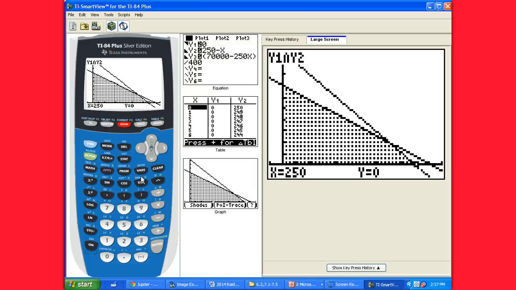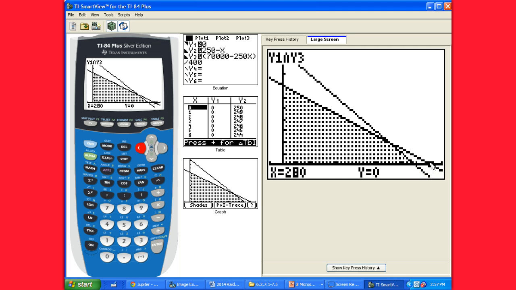Now, the way that I get my calculator to name all of my vertices of my feasible solution region is a little tricky, okay? I'm going to use my left arrow key. Right now, I'm at 250, 0. That was one of my vertices of the feasible solutions. I'm going to use my left arrow key, and it will go over to 0, 0. I'm going to use my left arrow key again, and it comes over here to 280, 0.